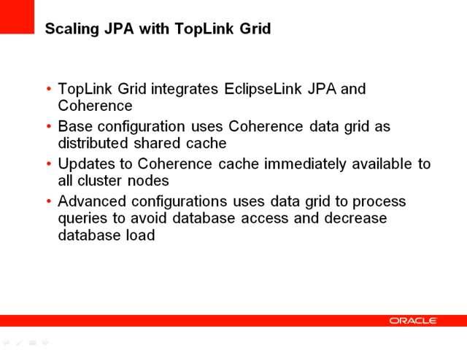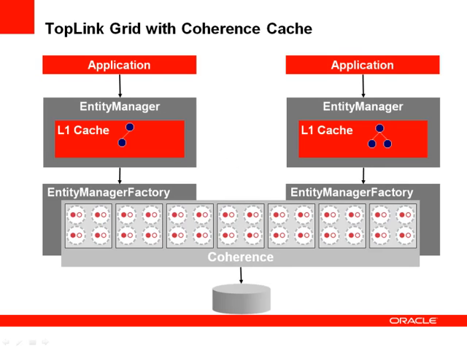Scaling JPA with TopLink Grid adds some new capabilities to account for these issues. Updates to the Coherence cache become immediately available to all the cluster nodes, and we allow for advanced configurations to use the data grid to process queries to avoid accessing the database. Here is the depiction of Coherence as our L2 cache. Notice that I don't maintain individual copies in each application instance anymore. Rather, Coherence takes responsibility for maintaining the coherent, consistent view of the L2 cache data.